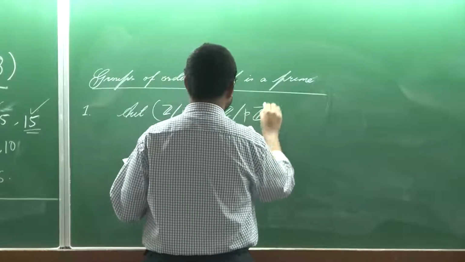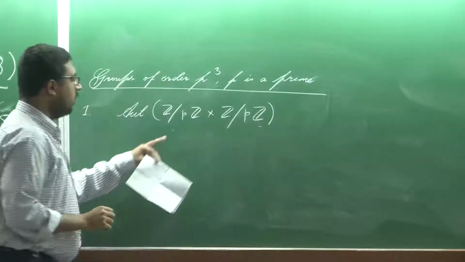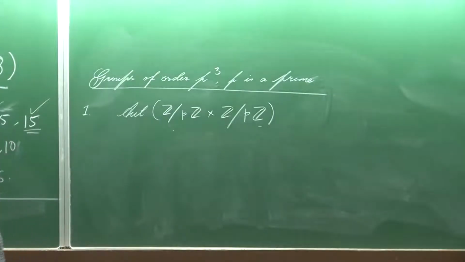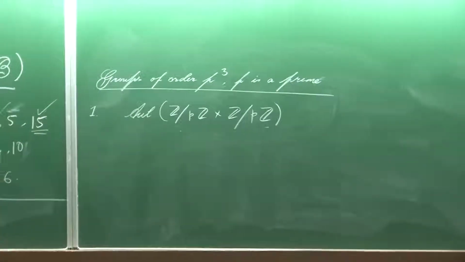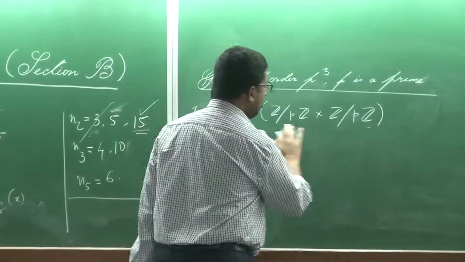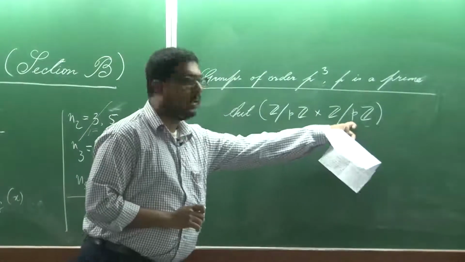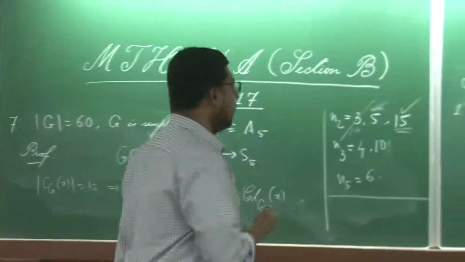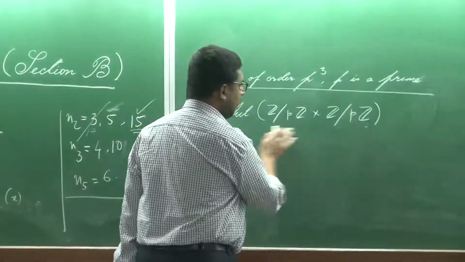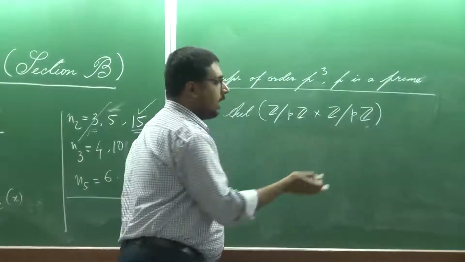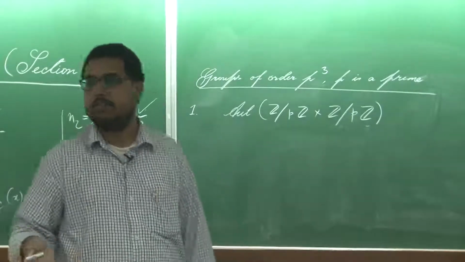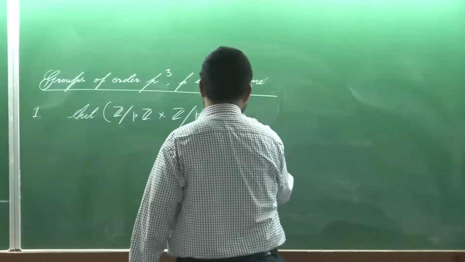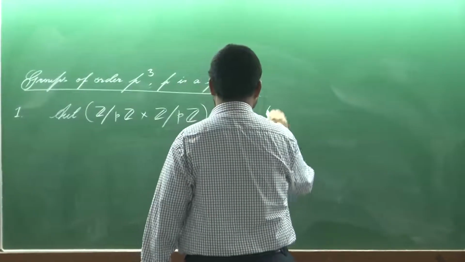So this is a group of order P square. Observe that any automorphism of this group can easily be seen to be a linear automorphism of this vector space over Z modulo Pz, that finite field. Okay, that's easy to see. So therefore it is quite clear that the automorphism group is isomorphic to this.